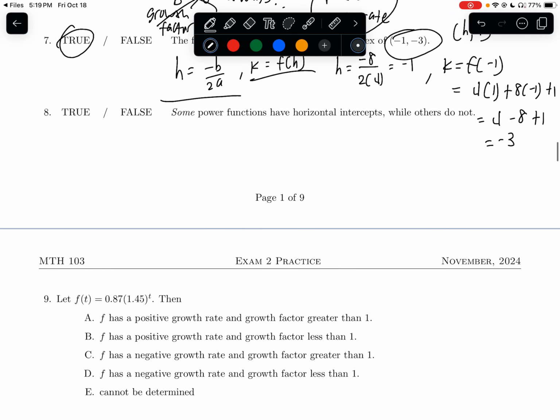Some power functions have horizontal intercepts, others do not. That is true. Something like, say, x squared has a horizontal intercept. 1 over x doesn't have either horizontal or vertical, so that is true.